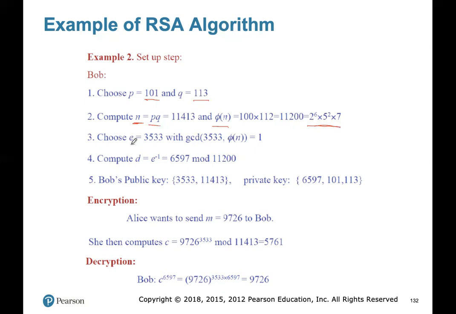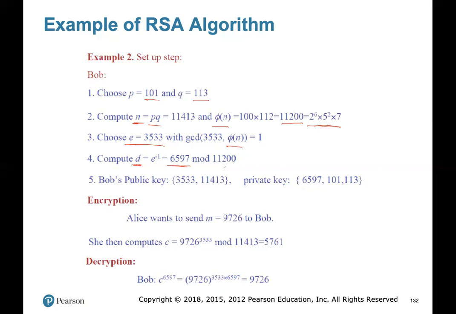So we choose E so that E is something between 1 and phi N, so it should be something smaller than 11,200. And it should have the GCD of 1 with respect to phi N. So here we use E of 3,533, and then we compute D in a way that E times D mod of this number is 1. So our D is 6597. This is the D that we have calculated.